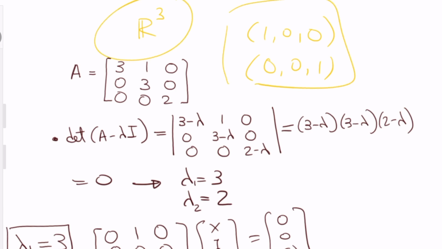They are not enough for being a basis of R3. So that means that for this matrix, we were not able to find a basis formed of eigenvectors. So because of that, this matrix is not diagonalizable.